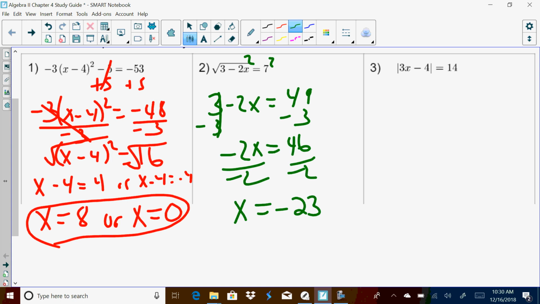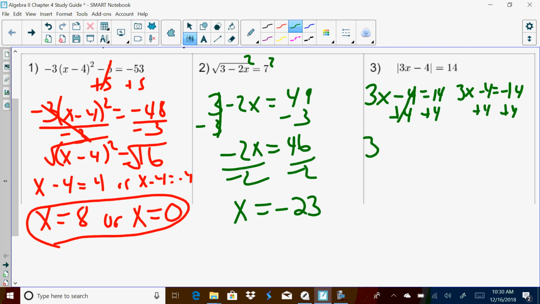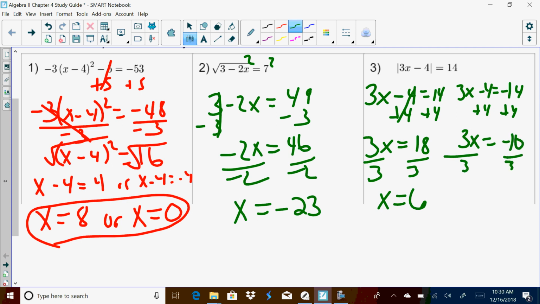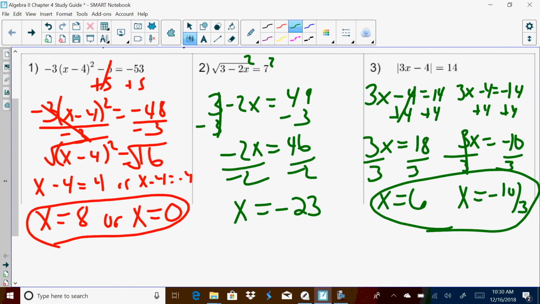For 3, it's an absolute value problem, so I have to separate it into 2. So I do 3x minus 4 equals 14, and 3x minus 4 equals negative 14. Added 4 to both of them. So we had 3x equals 18, or x equals 6. 3x equals negative 10, so x would equal negative 10 over 3. Plug them both back in. They both work, so both of them are solutions.